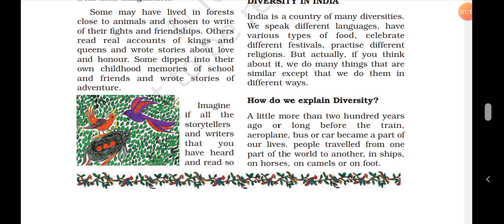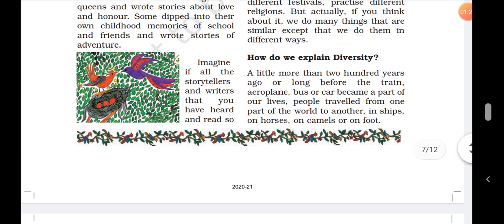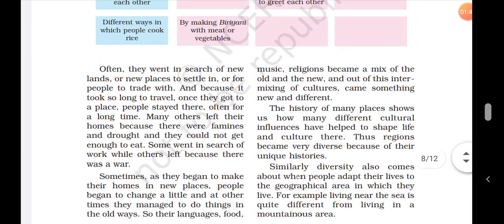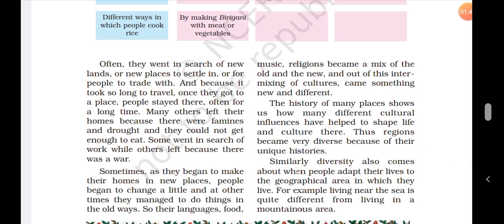And how do we explain diversity? A little more than 200 years ago, long before the train, aeroplane, bus or car became a part of our lives, people traveled from one part of the world to another in ships or on horses, on camels or on foot, right? Often they went in search of new lands or new places to settle in or for people to trade with, and because of this it took so long to travel. Once they got to a place, people stayed there, often a long time. Many others left their homes because there were famines and drought, and they could not get enough to eat. Some went in search of work, while others left because there was a war.